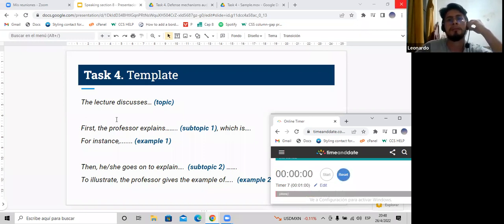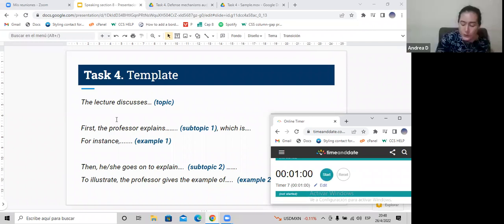Okay, Leonardo, well done. Great. So one thing I really liked is the way that you sped up at the end, because you noticed that you were running out of time, and you got to say what you needed to say, that is, to explain the second example that was missing. It's great. It's exactly what you guys need to do.